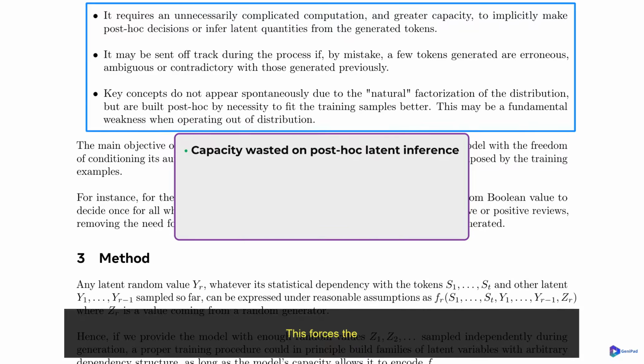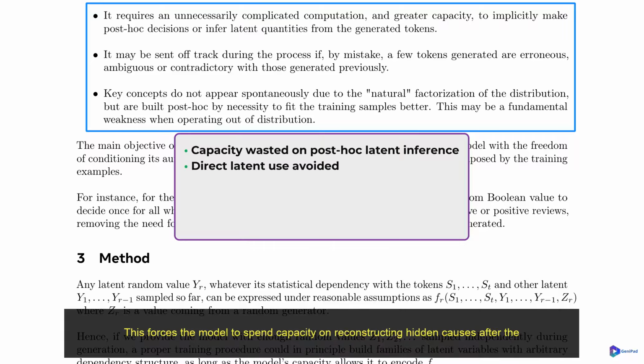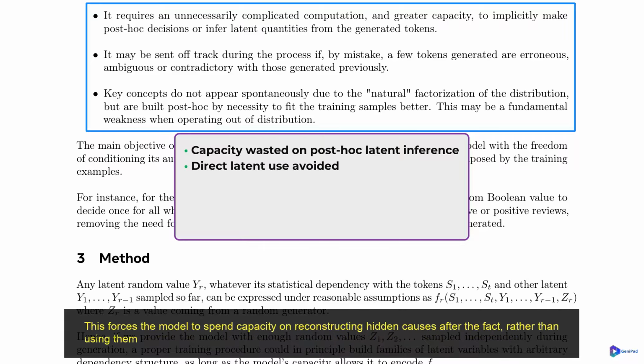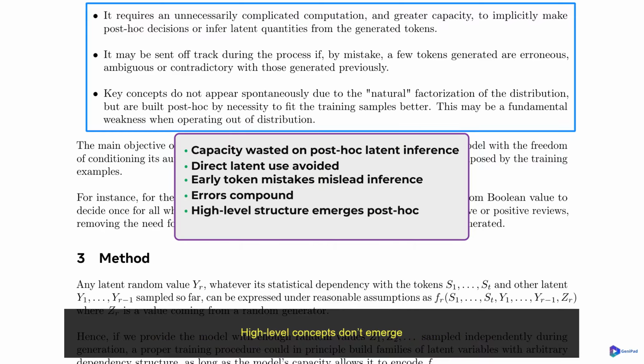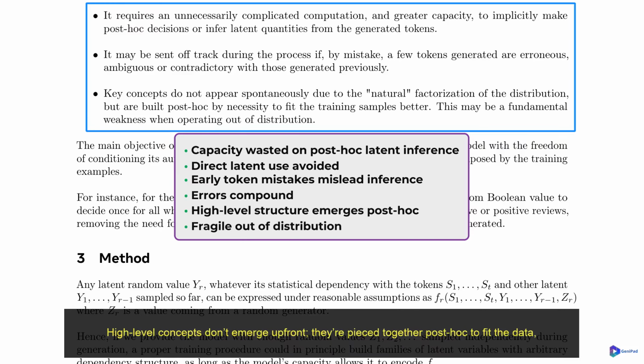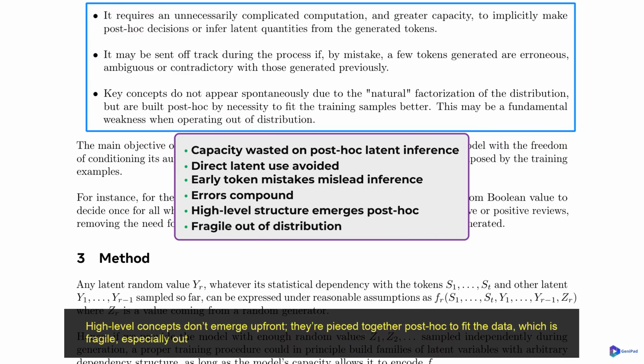This forces the model to spend capacity on reconstructing hidden causes after the fact, rather than using them directly. A few mistaken tokens can send the inference off course, compounding errors. High-level concepts don't emerge up front. They're pieced together post hoc to fit the data, which is fragile, especially out of distribution.